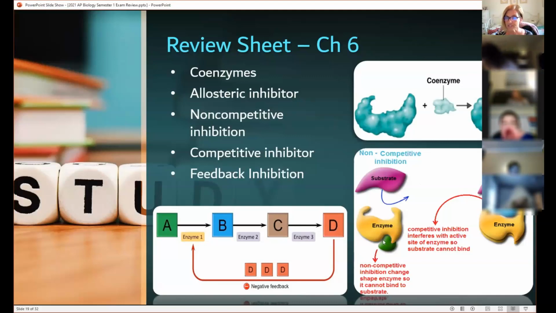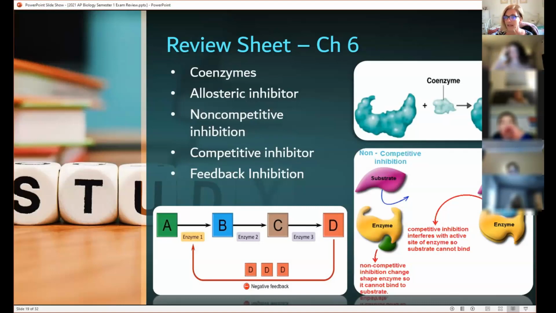Allosteric is the other site, right? So you have the active site and the allosteric site. This allosteric site may change the enzyme into a shape that no longer fits the substrate. So that would be inhibition. Sometimes it changes it into a shape that fits, in which case it's an activator, but that's not on the test. Just inhibitions.